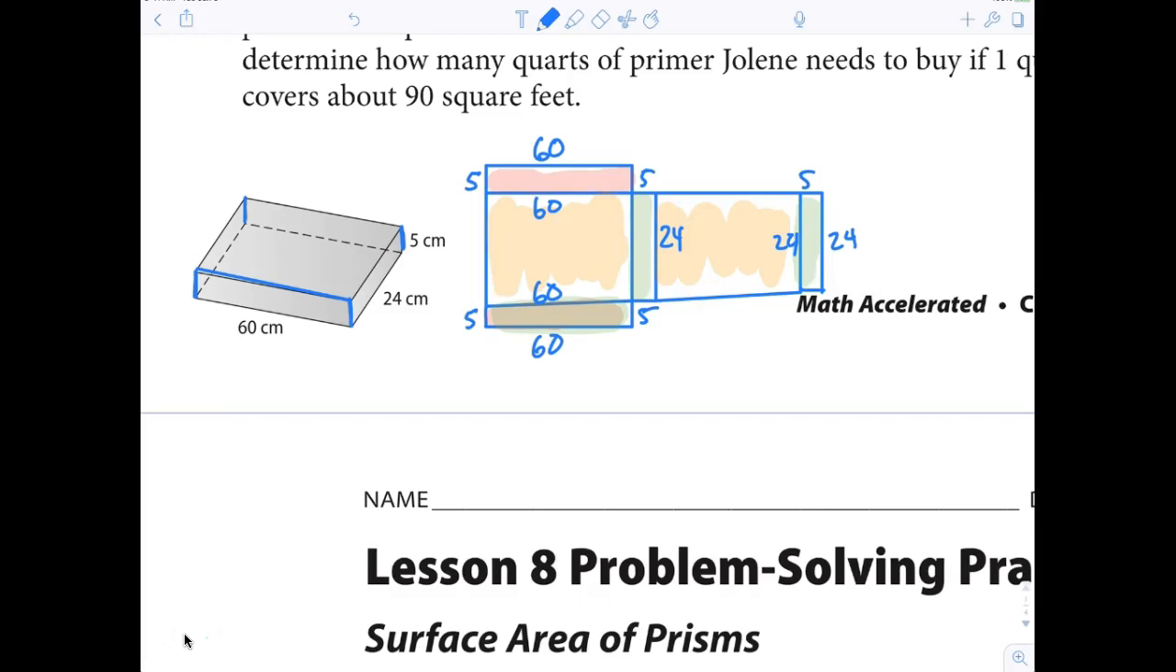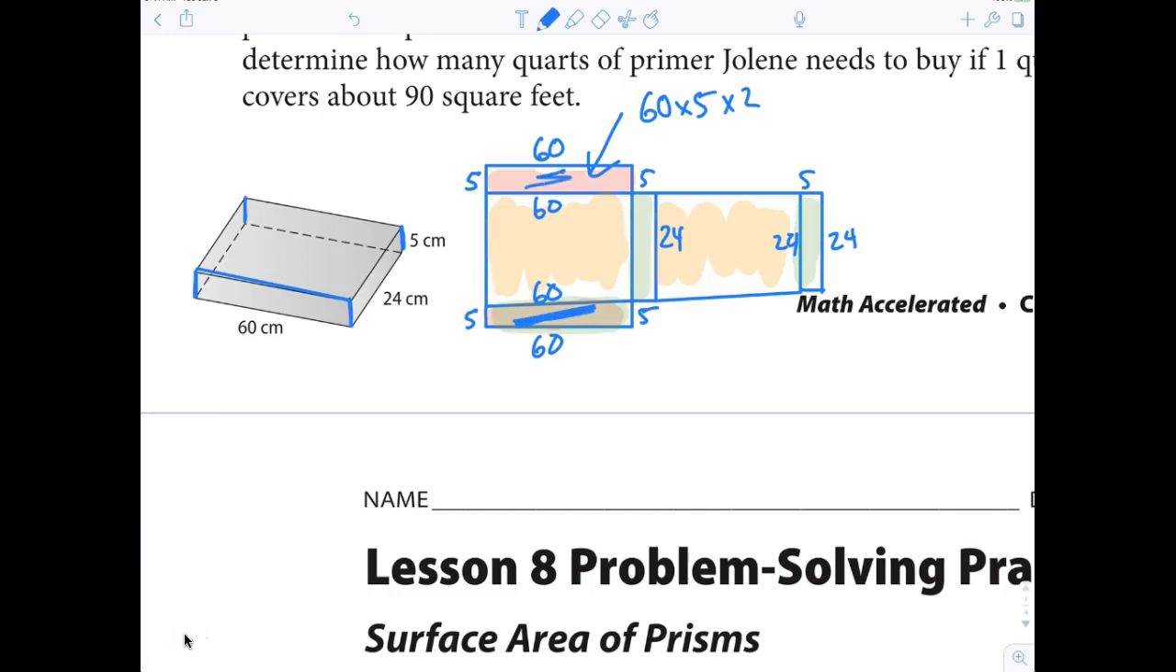Does everybody see that? So what would be the area of the red? What would be the area of the red? I don't care numerically. Just tell me what numbers are involved. 60 times 5. And then how many of them are there? 2. So times 2. So that's these.